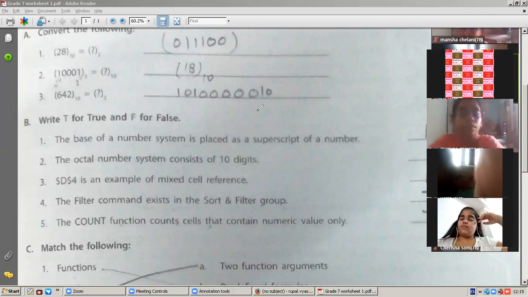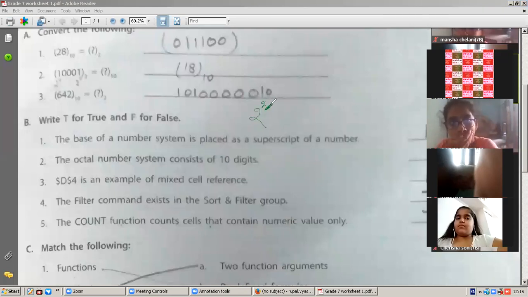Superscript is what? When I write 2 to the power 2, when we are writing on the upper side of the number, that is called the superscript. And when we are writing at the bottom side of the number, that is called the subscript. We know the base value we are writing at the base side, at the lower side. That's why it is the subscript of a number. It is not a superscript. That's why it is false.